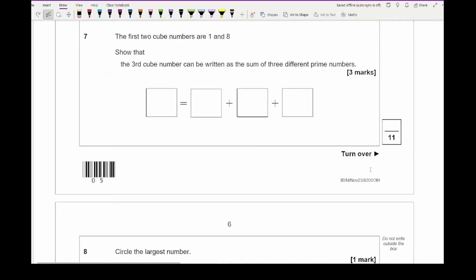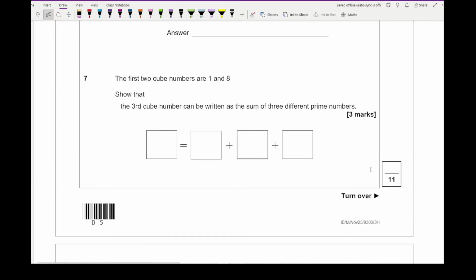Then moving on to question 7, it says the first two cube numbers are 1 and 8. Show that the third cube number can be written as a sum of 3 different prime numbers. So again, there's going to be quite a lot of different answers you can have here. Now the third cube number is basically 3 cubed, which is 27. So this box here has to read 27. Now for the remaining 3 boxes, what we need to do is just find 3 prime numbers that add together to equal 27.